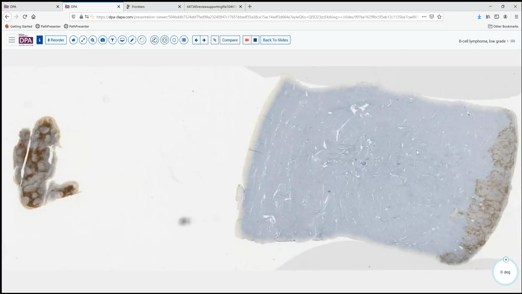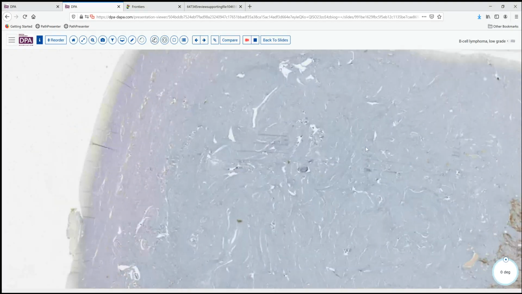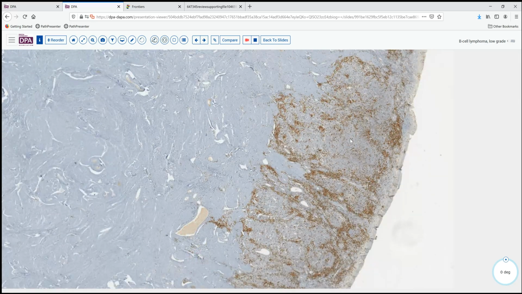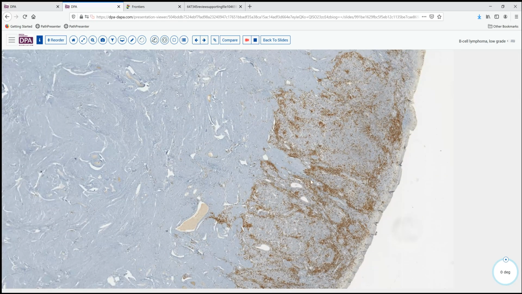And of course, the T cell marker CD3, as well as CD5, CD43, other markers we did in that realm, showed a mixture of cells, predominantly at the periphery of these more lymphoid areas.